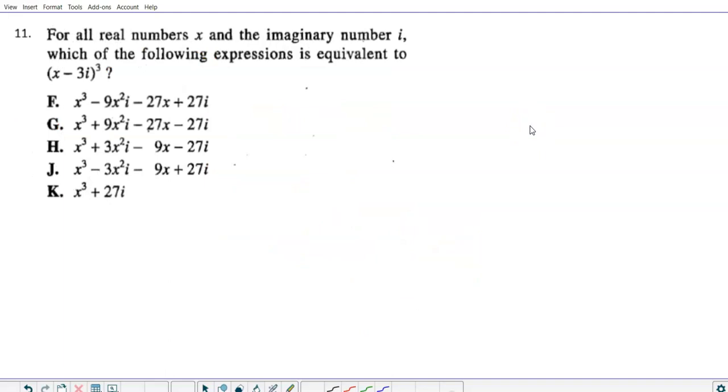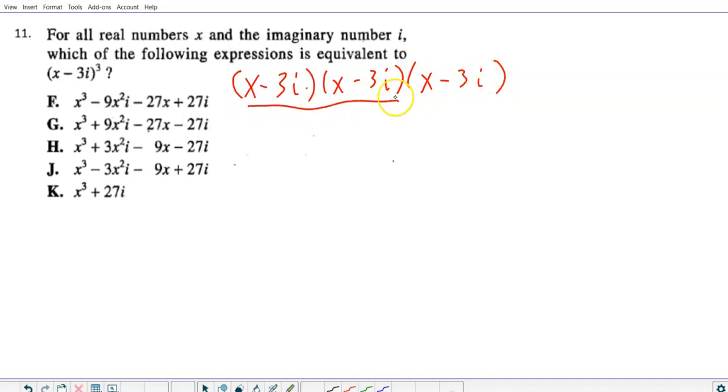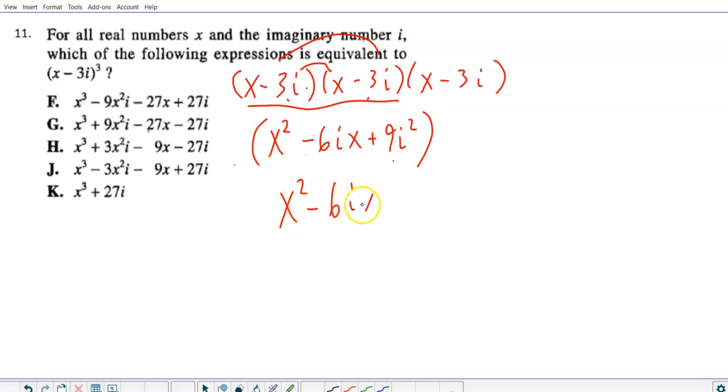Okay, this one, we could kind of FOIL that out, right? Wow, that's a lot. So if you remember how to do this kind of thing, we're actually multiplying x minus 3i 3 times. Let's do these two. So this will give you x squared minus 3ix minus 3ix is minus 6ix. And then last times last would be positive 9i squared. That should simplify a little bit. X squared minus 6ix, that would be minus 9 if you followed that. i squared is equal to negative 1.